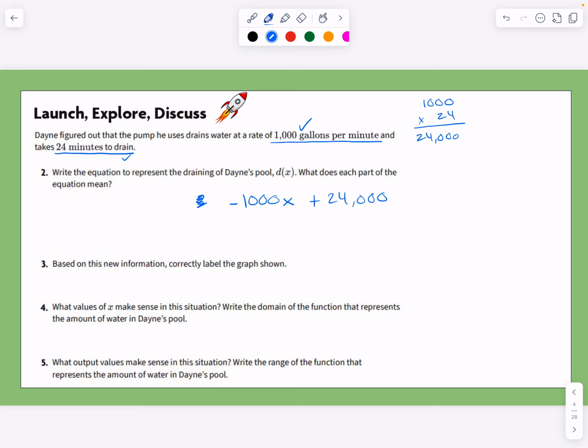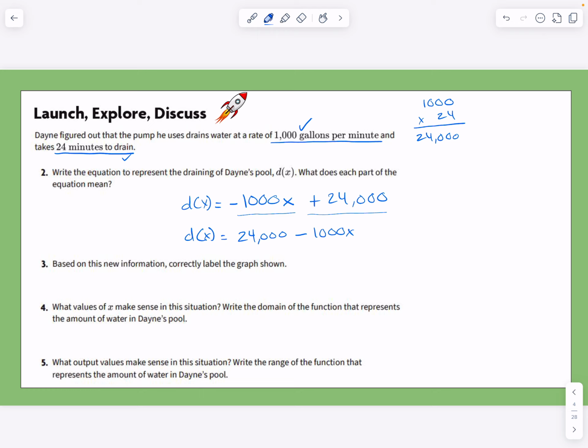So one way to write an equation could be to simply say that d of x is equal to the rate that it drains, negative 1,000x, plus the y-intercept right there. You could also write this, and your teacher might have written it down this way as well, as 24,000 minus 1,000x for d of x. That's the same thing. You're just changing it to start with a positive number in front.